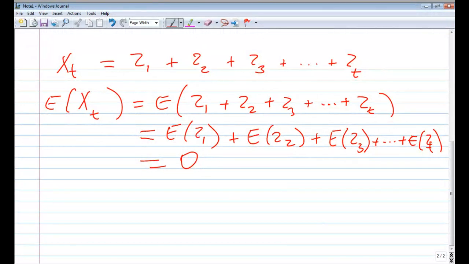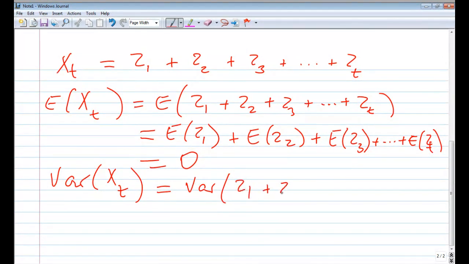Okay. Now let's go to the variance now. The variance of Xt, which is equal to the variance of Z1, Z2, Z3, and Zt.